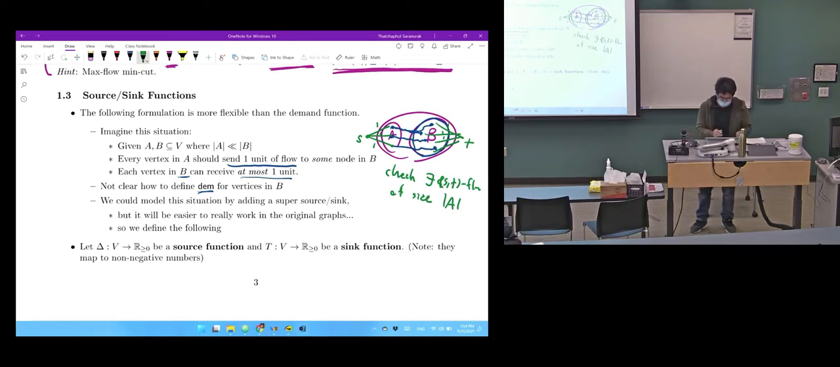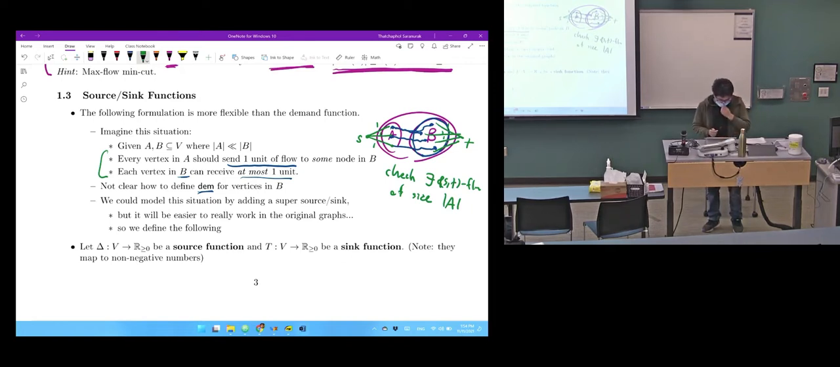If there is, then you're going to get this kind of flow where every node in A will send some unit of flow to some node in B, and each node in B can receive at most 1. So you can model this situation by adding S and T as a super source and sink.